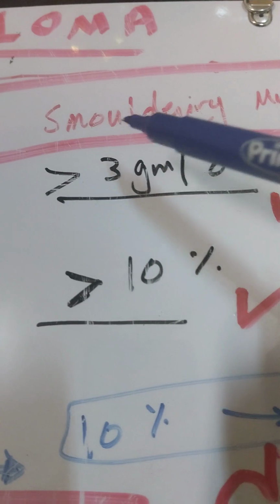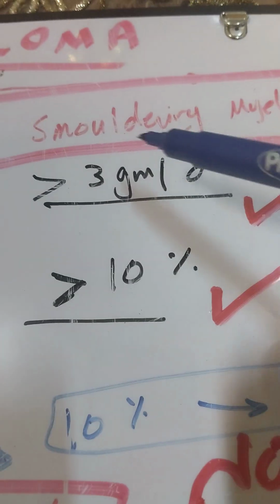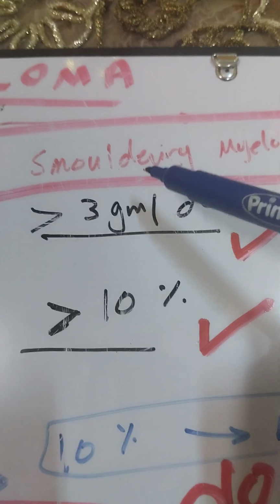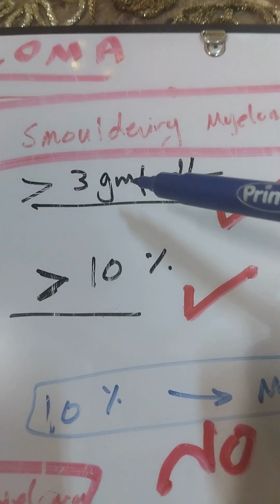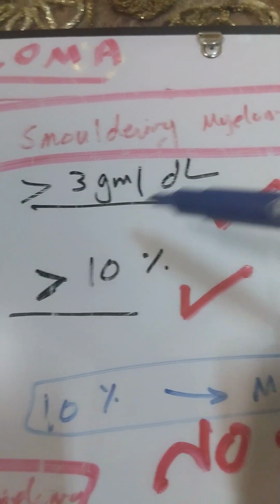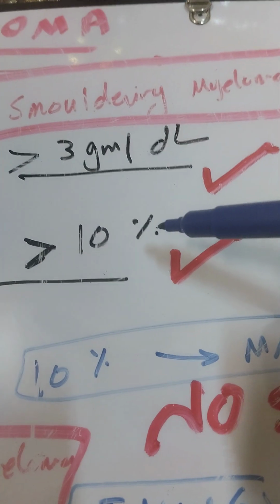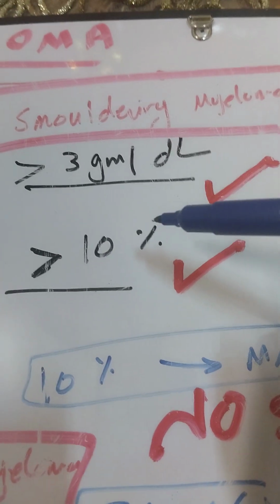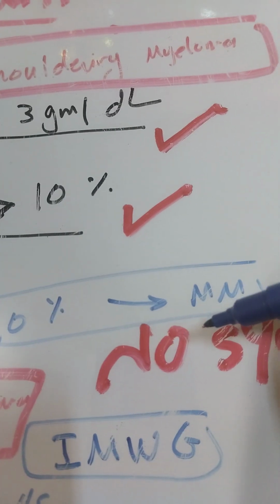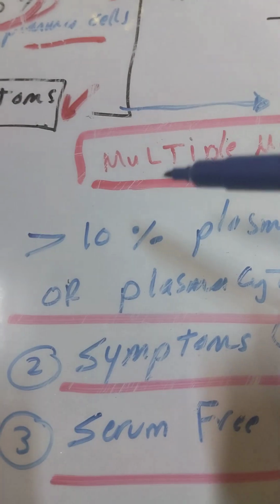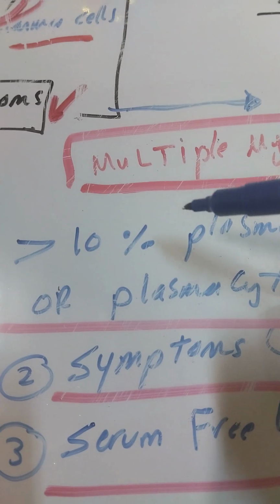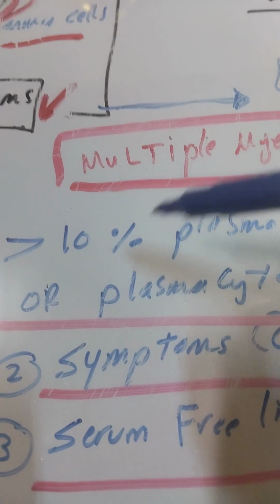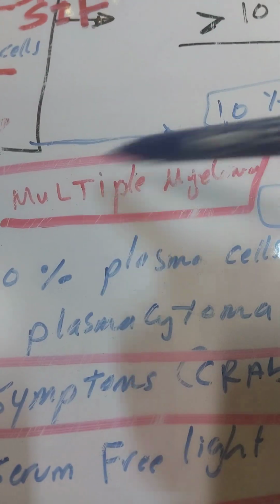This is called smoldering myeloma. Smoldering myeloma means it's a hidden myeloma. It's actually a true myeloma because the amount of monoclonal proteins is more than 3 gram per deciliter and the plasma cells in the bone marrow are more than 10%. So it's actually a myeloma, but no clinical manifestations yet. What if the three items are fulfilled? The proteins are more than 3 gram, the plasma cells are more than 10%, and there are clinical manifestations. This is a classic multiple myeloma.